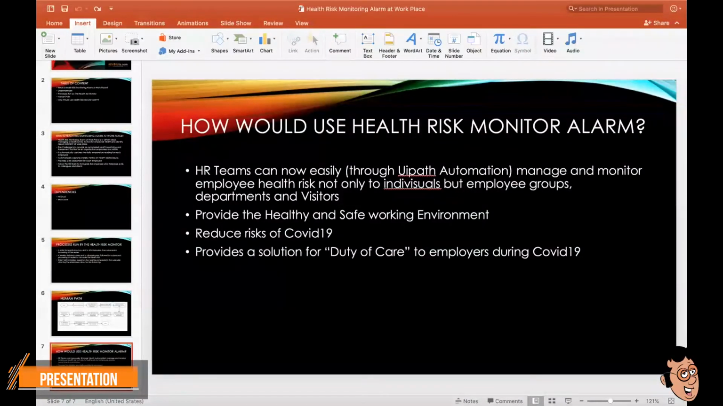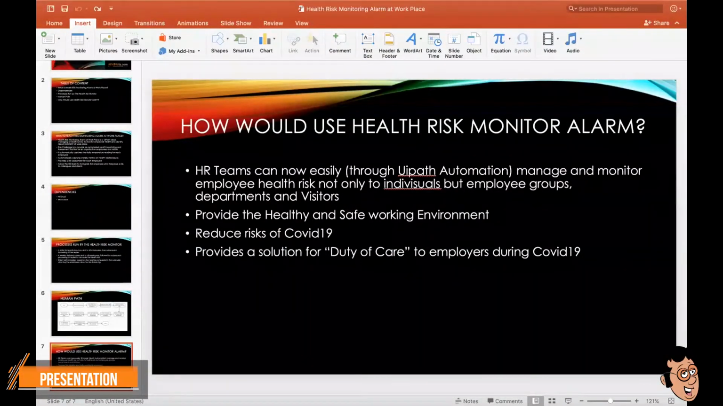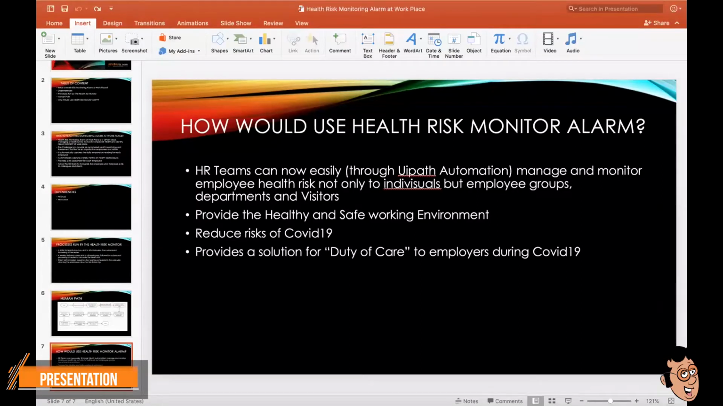So, how would we use the health risk monitor alarm at the workplaces? Once the bot has run, we'll send an email to the HR team with all the curated reports, and the HR then will need to monitor the spreadsheet and will have to subsequently alarm the other employees about the health risk a certain employee or their colleague is at.